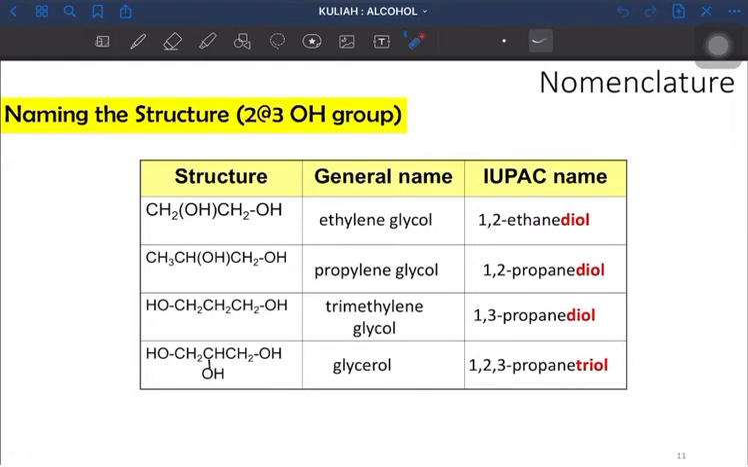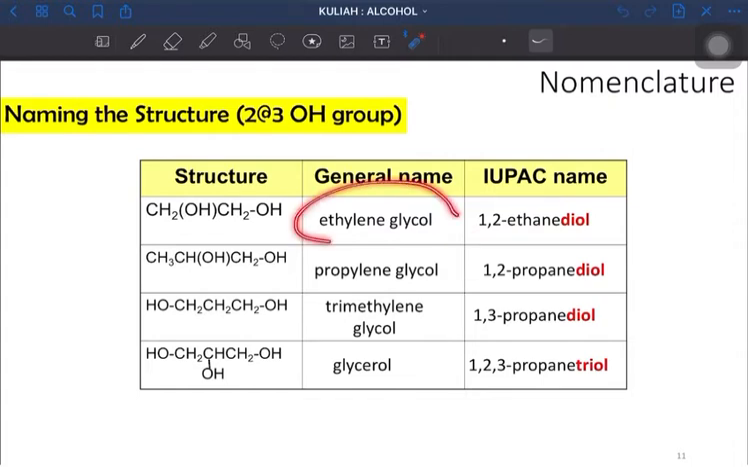So now kalau kita namakan structure yang ada more than one OH. Okay, so kalau ikut IUPAC name, untuk this structure dia ada 2 OH. So kita panggil dia 1,2 ethane diol. Sebab apa ethane? Sebab dia ada 2 longest chain. Okay, so ethane and then ada 2 OH group. So kita letak diol. And the hydroxyl group is attached to carbon number 1 and carbon number 2. So 1,2 ethane diol.